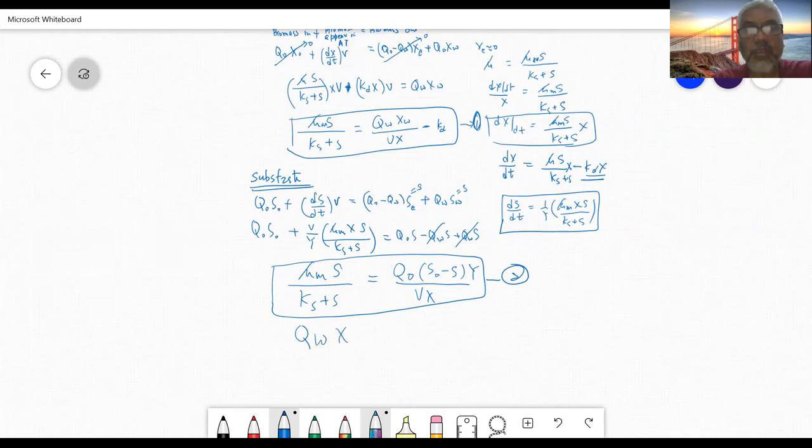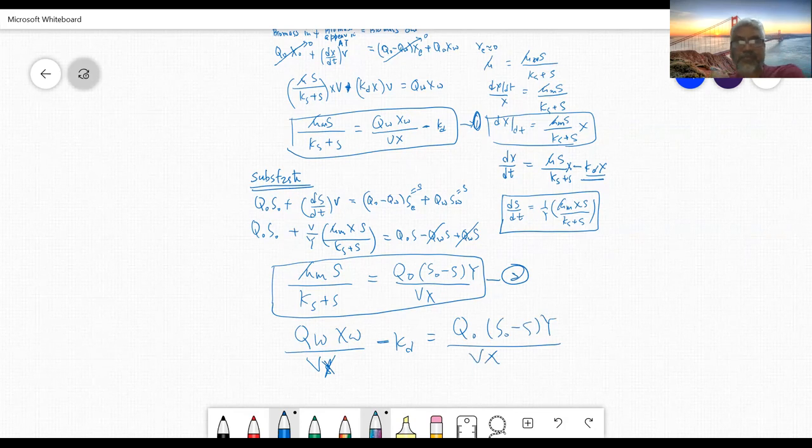Vx minus Kd is equal to Q naught S naught minus S over Vx. We can write like this. And if we solve this equation and simplify it, with the concept of theta c, which is Vx over QwXw, and theta is equal to V by Q.